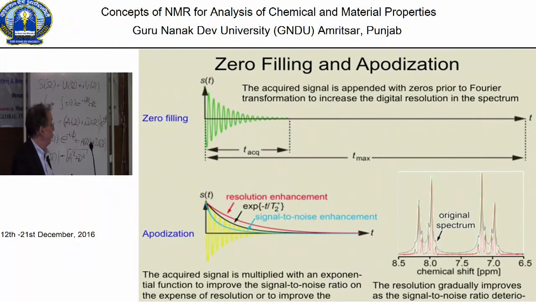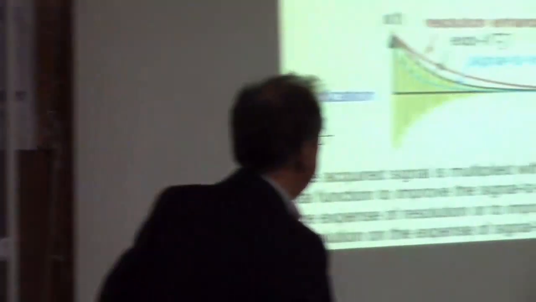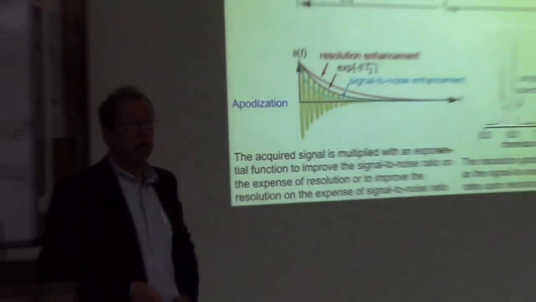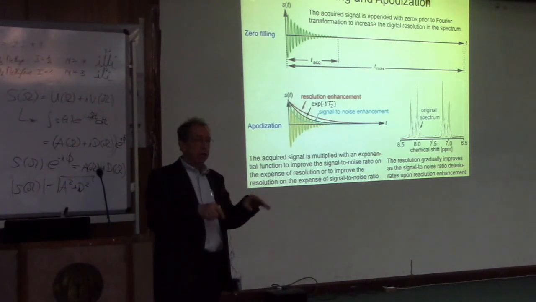Of course, any noise here will also be magnified, so you introduce artificial noise, but you effectively narrow your line. You can see that the original spectrum, the broader blue line, is what you get from Fourier transforming the original signal. When you Fourier transform it with resolution enhancement, you get the red spectrum underneath, which has much narrower lines. So there are two tricks to enhance the resolution.